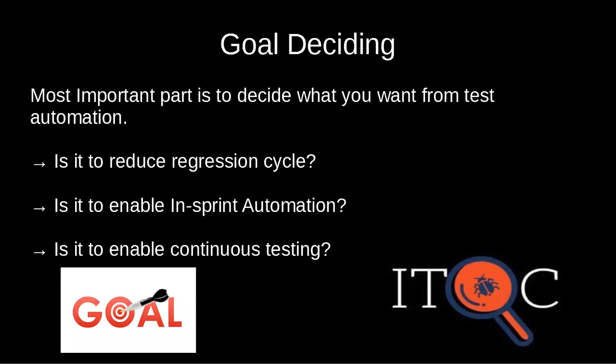First and foremost part is to decide the goal of your automation. That is, what you need from automation. Is your goal to reduce regression cycle? Is your goal to enable sprint automation? Or is your goal to enable continuous testing?